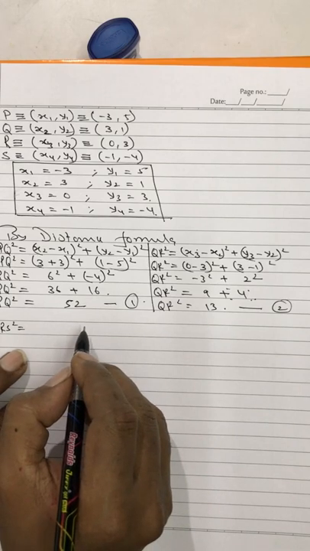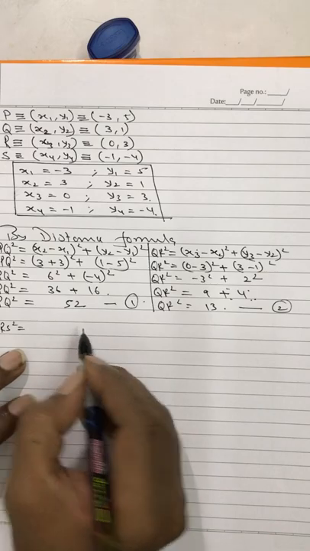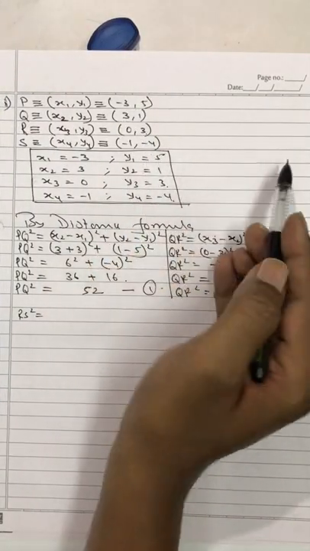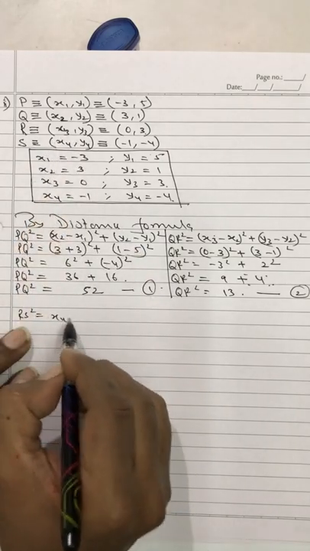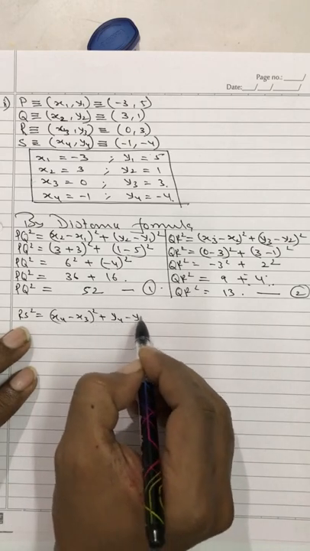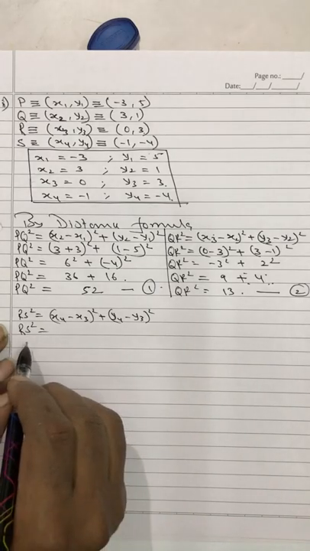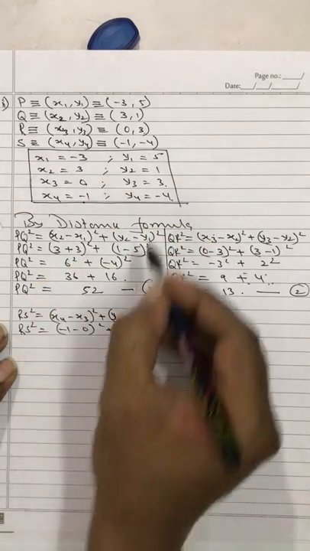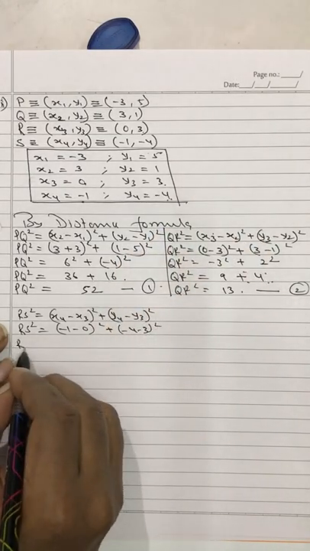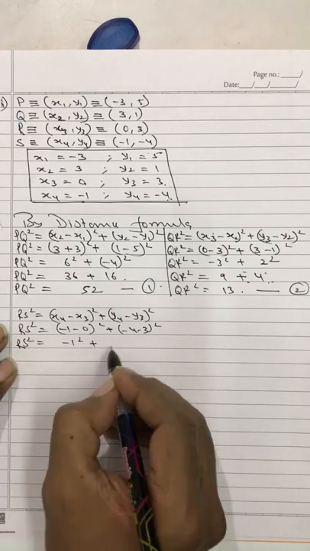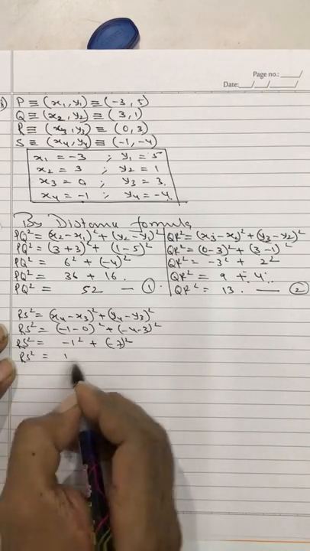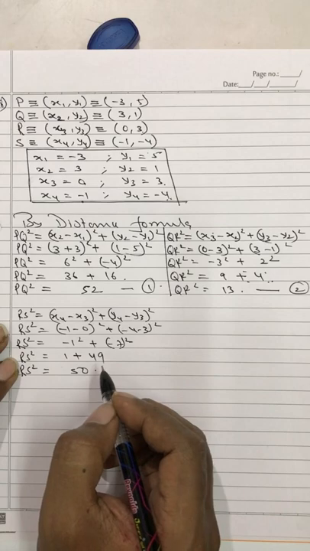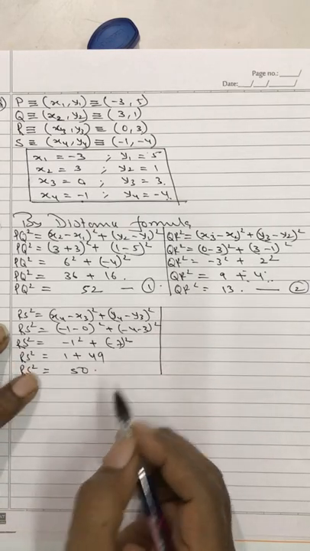That is this one, I'm just confirming. RS square: x4 minus x3, 1 minus 0, and y4 minus y3, minus 4 minus 3. This gives 49. This is coming out as something really very dangerous figures. Now RS square is also done.